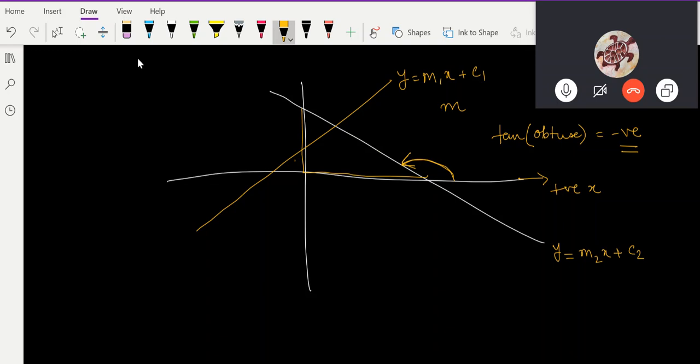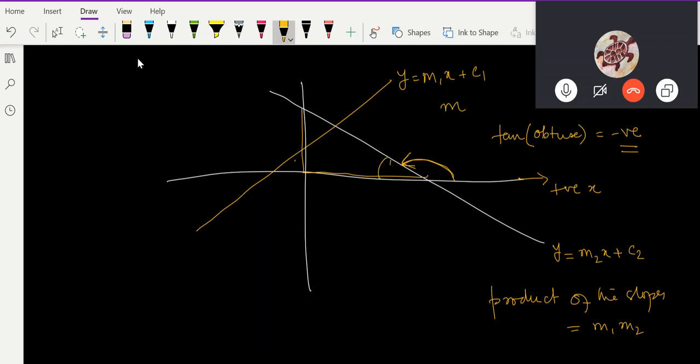So the product of the slopes of these two lines is m1 into m2, correct? Yes. Now what does this mean?